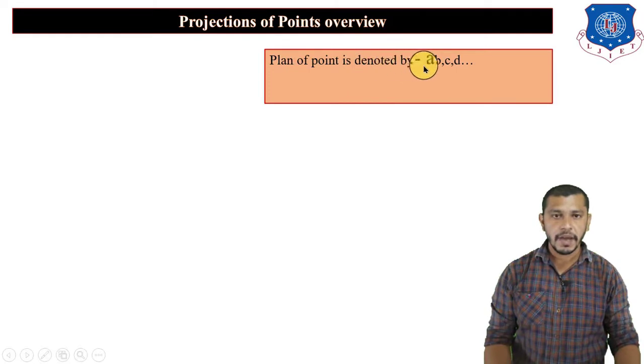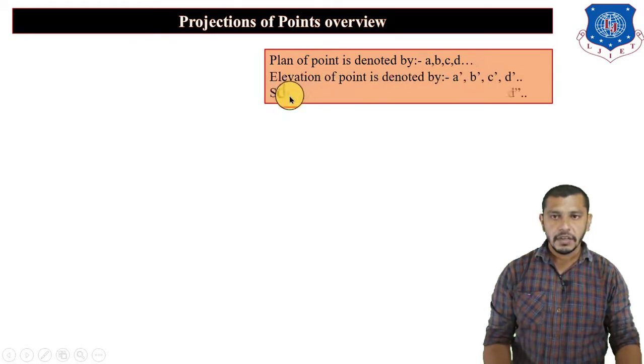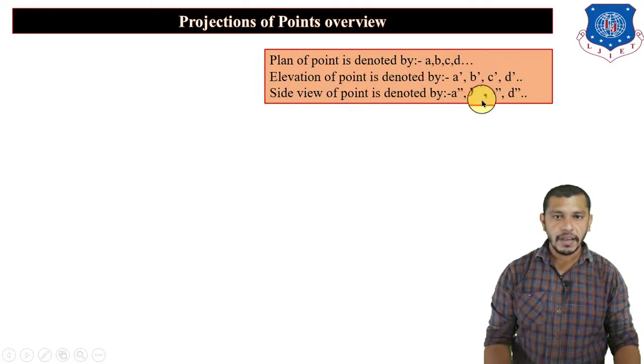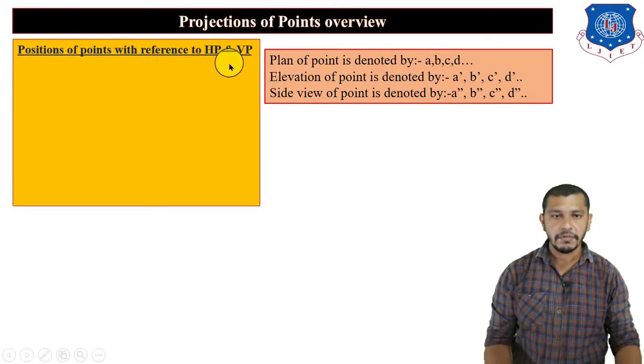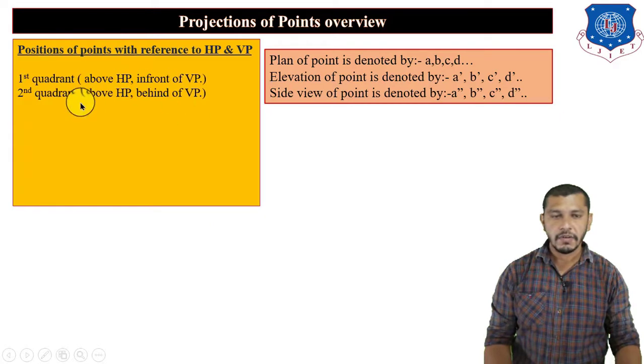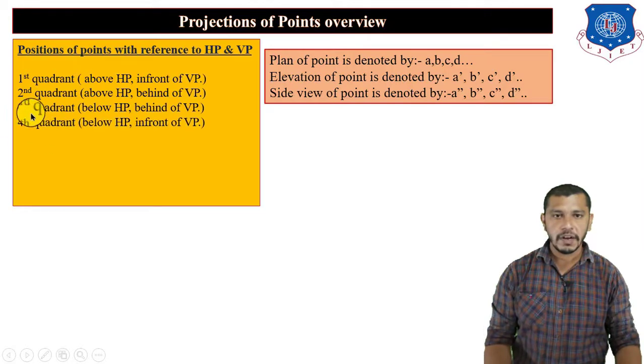Plan of the point is denoted by small a, b, c, d, e up to z. Elevation of the point is denoted by a dash, b dash, c dash, d dash. Side view of the point is denoted by a double dash, b double dash, c double dash, d double dash. Now let us see the position of the point with reference to HP and VP. So the point is in first quadrant, that means it is above HP in front of VP. If the point is in second quadrant, that means the point is above HP behind VP. If the point is given in the third quadrant, that means the point is below HP behind VP. If the point is given in the fourth quadrant, we can say that the point is below HP in front of VP.